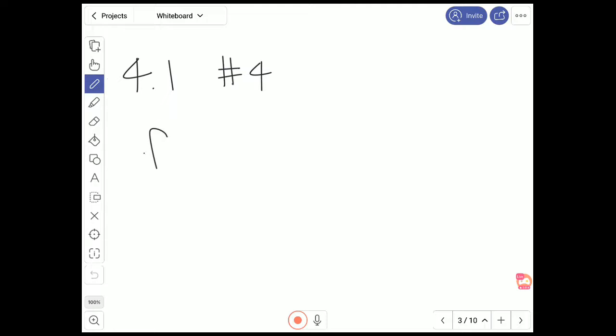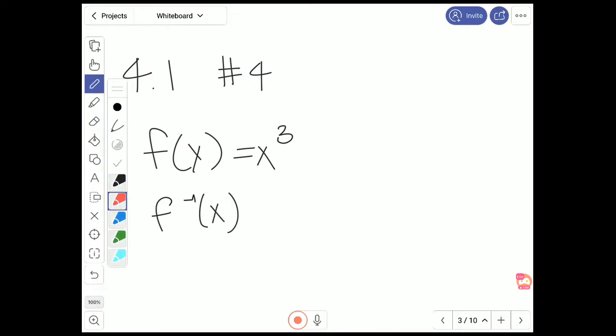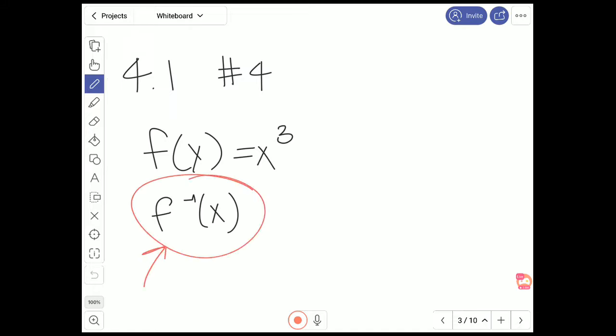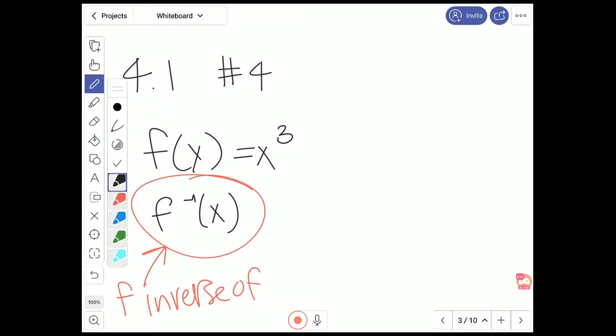So we have f of x. And the big thing here is just understanding notation. F of x equals x cubed, then f inverse. So you remember that when you see this notation, f negative 1 of x, this really means f inverse of x. And if I want to find my inverse, then the first thing I need to do is switch x and y. And then I need to resolve for y.